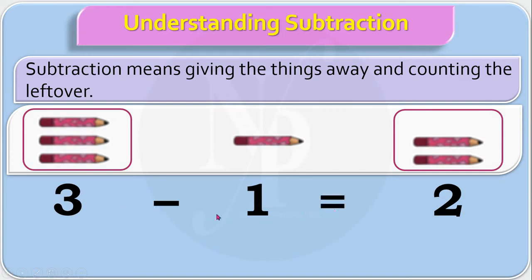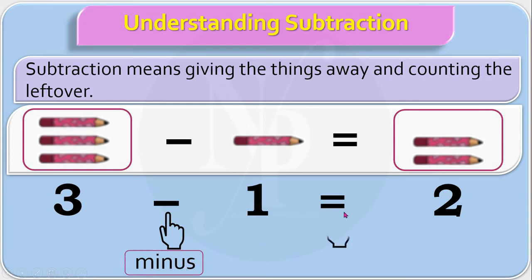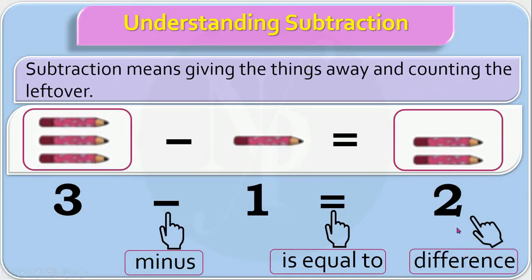Using these symbols, this symbol is called minus, and this symbol is called the equal to symbol. The result we get after subtracting 1 from 3, or subtracting any number from another number, is called the difference. Here 2 is the difference of 3 and 1, and this is read as 3 minus 1 is equal to 2.